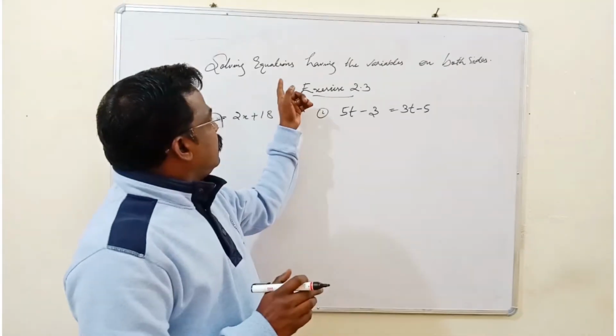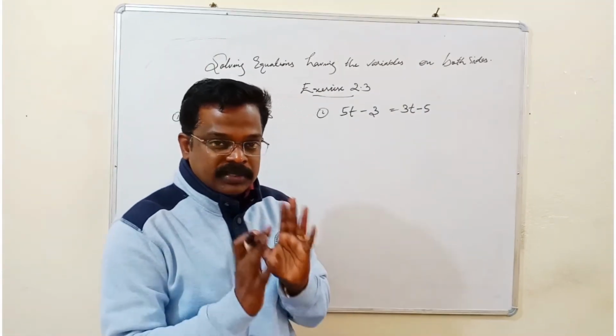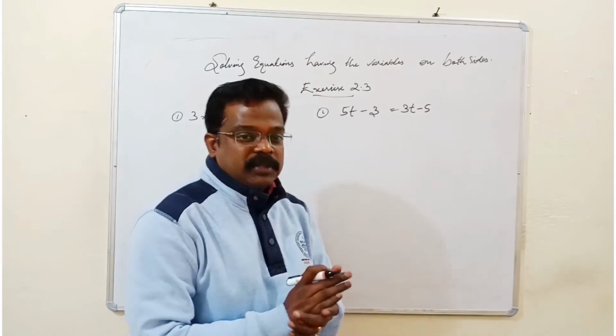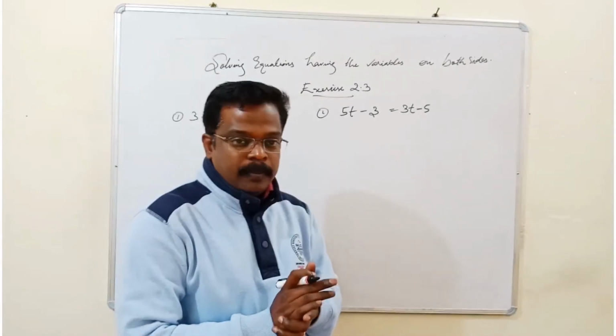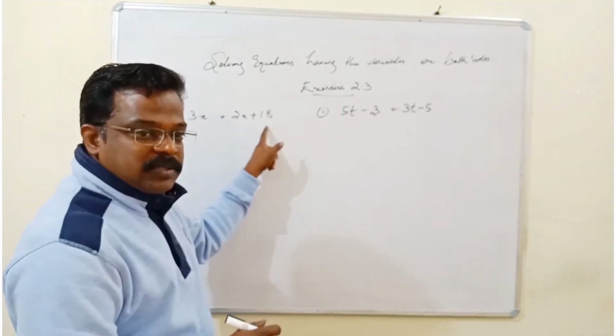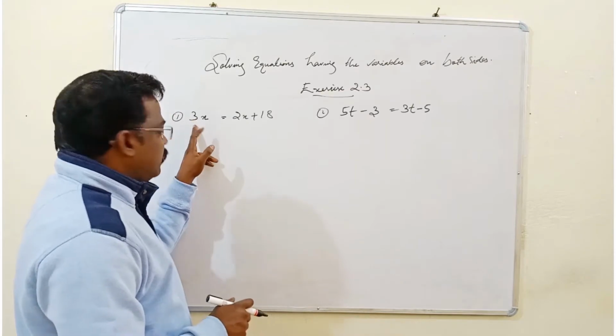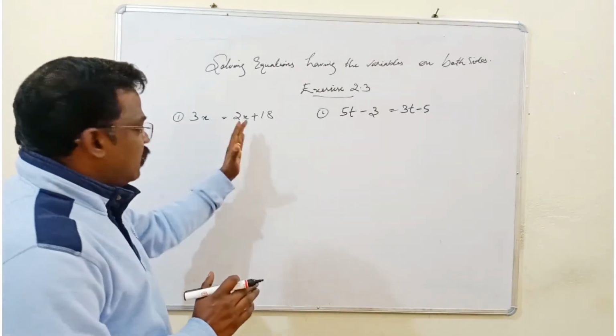So here the equations have variables on both sides. We are going to solve equations that have variables on both sides. In the last class we had the variable on only one side. Okay, so let us see the first question: 3x equals 2x plus 18. Here one x term is on this side and one x term is on that side. So how can we solve that?